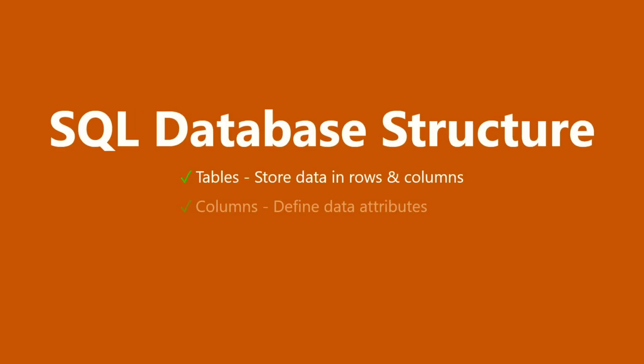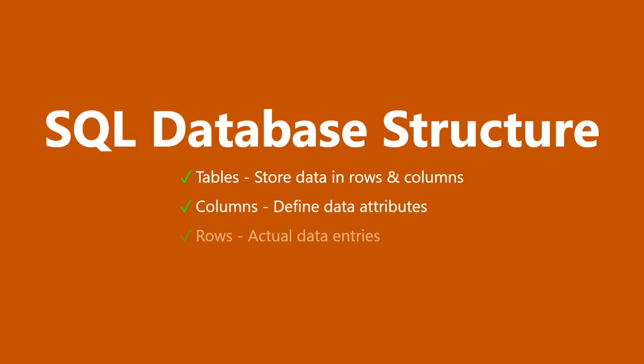Now let's understand how SQL organizes the data. SQL databases are built around tables. Think of them like a spreadsheet with rows and columns. Each column defines a specific type of data, like name or date of birth. Each row represents a complete entry, such as a customer or a product. Primary keys and foreign keys create the relationships between different tables, connecting your data into a meaningful network.